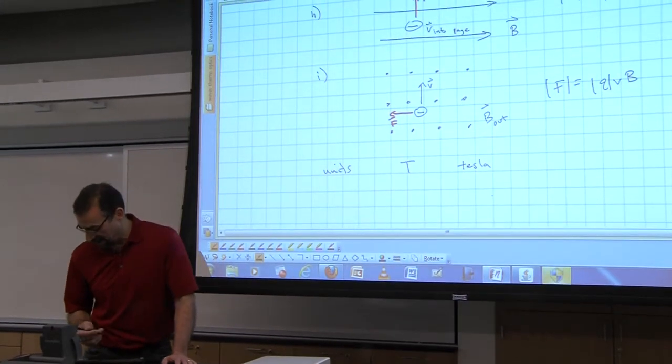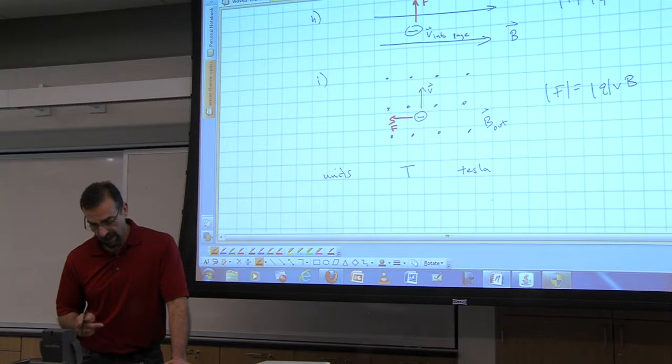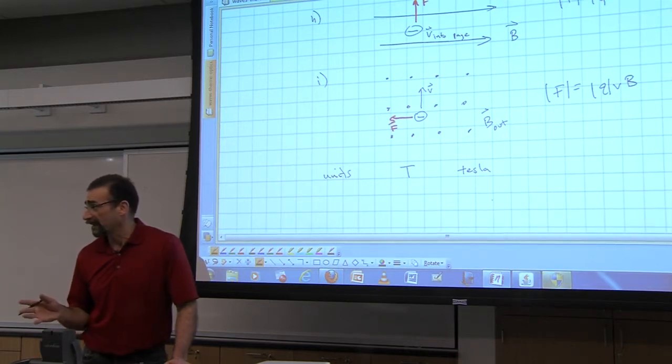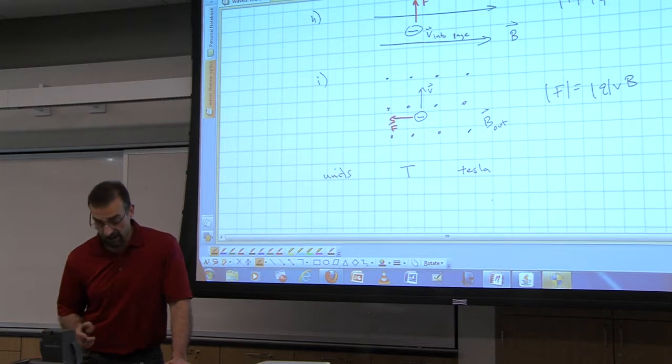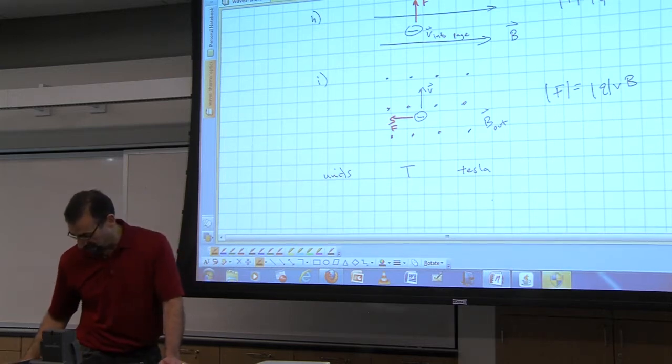So they use Gauss. 1 Gauss is 10 to the minus 4 Tesla, right? Like we saw that in lab the other day, right? So Gauss is another common unit you see for a magnetic field, but we use Tesla.